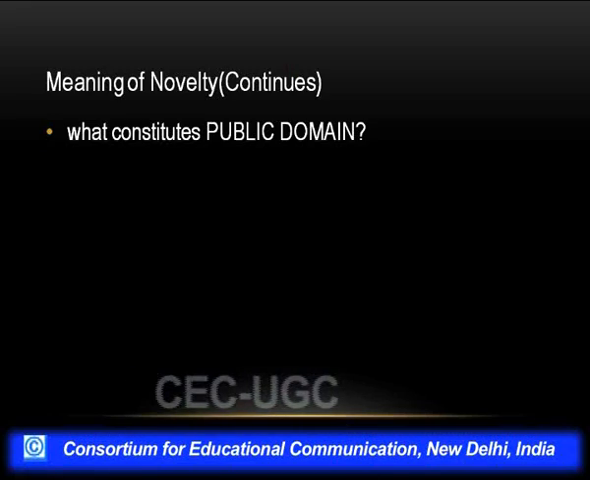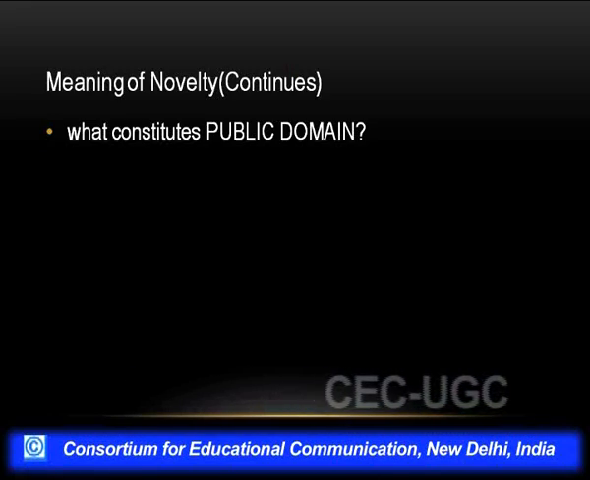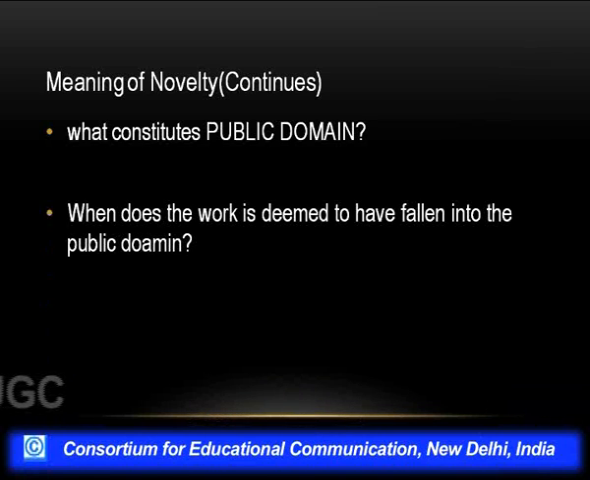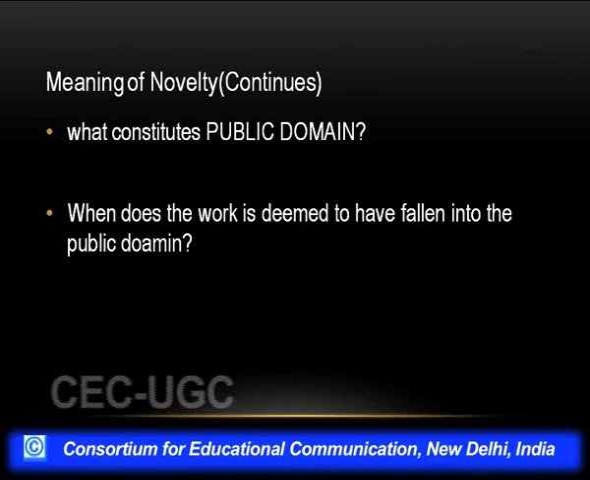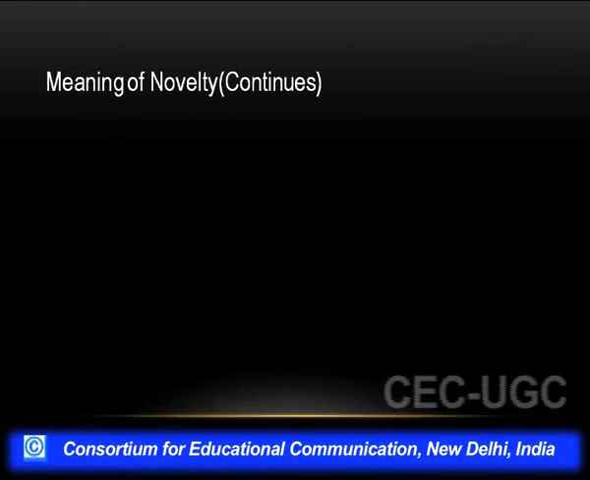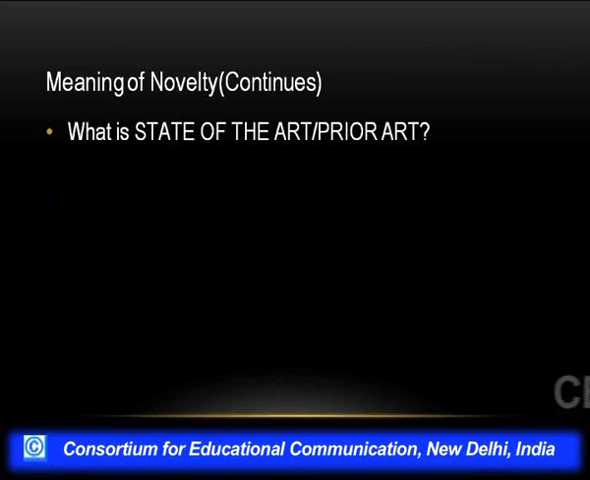It may be a matter of contest or a debate to be decided by the court. Further, what constitutes public domain? As the third element, when it talks about the novelty, it says that the subject matter should not fall into the public domain. It can fall into the public domain in many manners. So when is a work deemed to have fallen into the public domain? With some examples we will understand it.